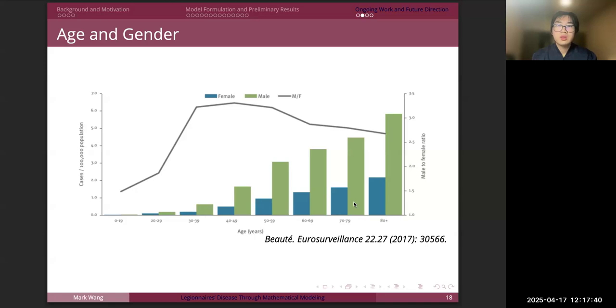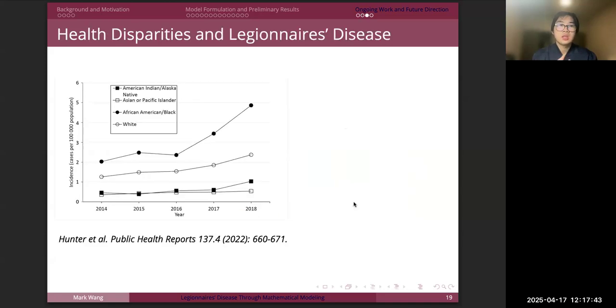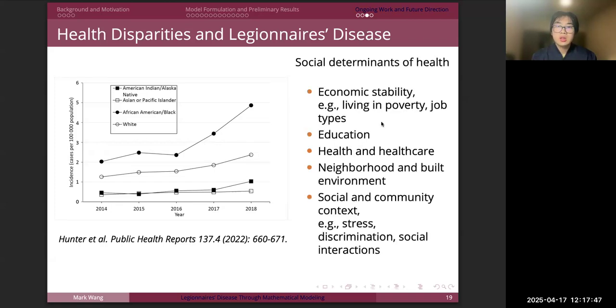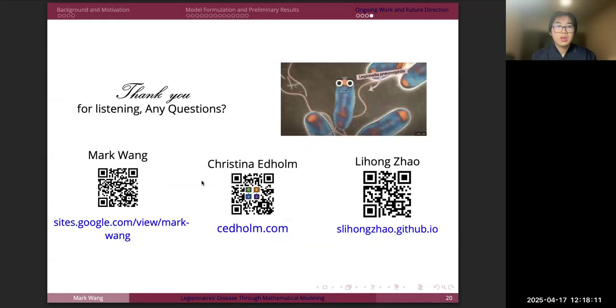Something else that we also considered is health disparities. In the social determinants of health, there are a lot of things like economic stability, education, health and healthcare, and more that actually impact disease. And this is not just limited to Legionnaires, but more specifically for Legionnaires, a clear telltale sign is the incidence rate by race in this graphic right here, where we can see that for different races, there's a significant difference in incidence rate.